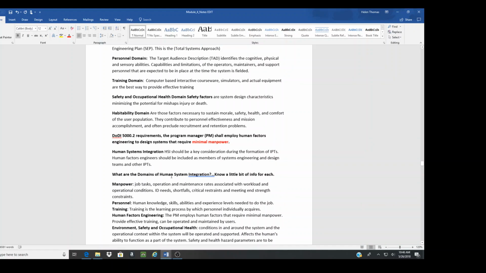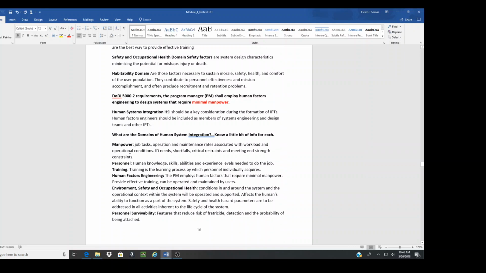What are the domains of human system integration? And we got to make sure we know a little bit of it. So we talked about personnel, training, and habitability domains. All right, manpower. Manpower talks about the job tasks, operations and maintenance rates, workload. You want to know how many man hours it is going to take, what type of workload they're going to have, what are shortfalls, critical constraints or restraints, and meeting the end strength. Because again, you typically don't get all the personnel that you want to do the job. So what constraints do you have in your manpower?